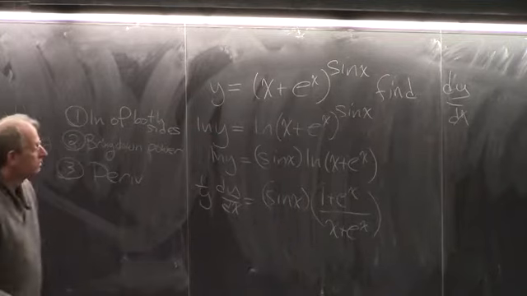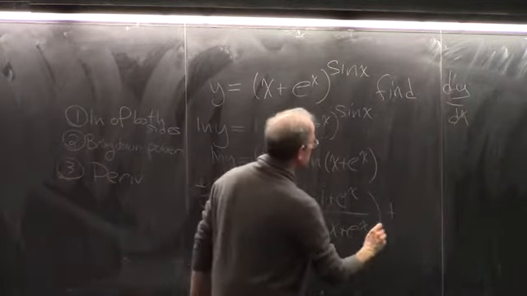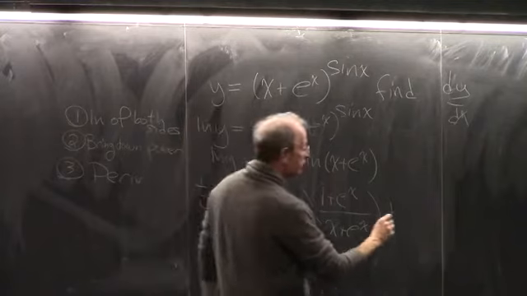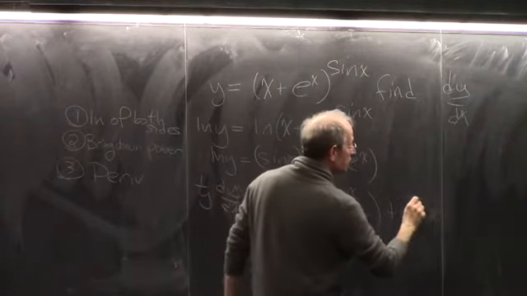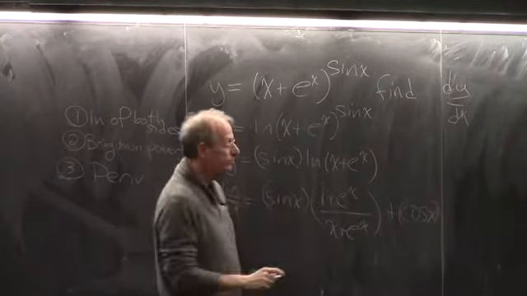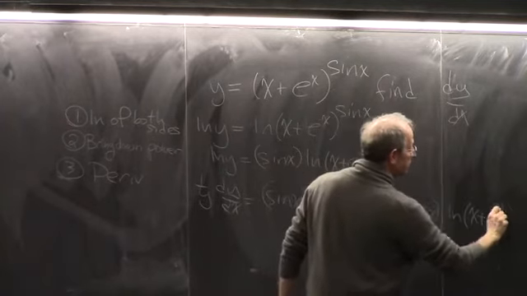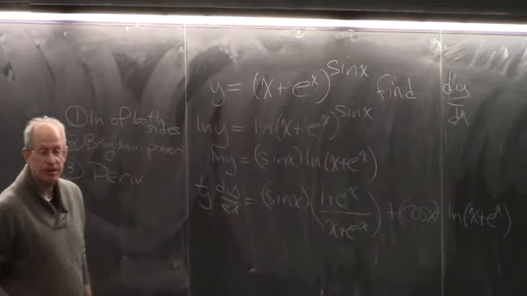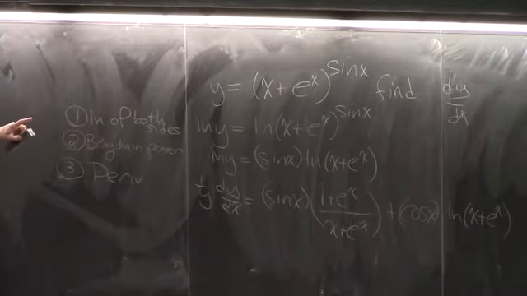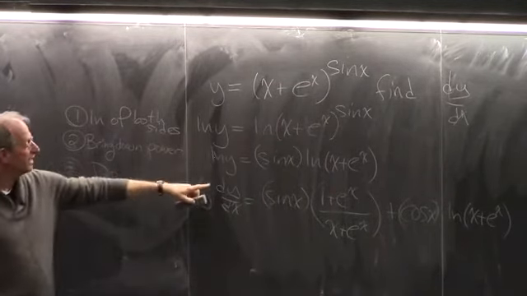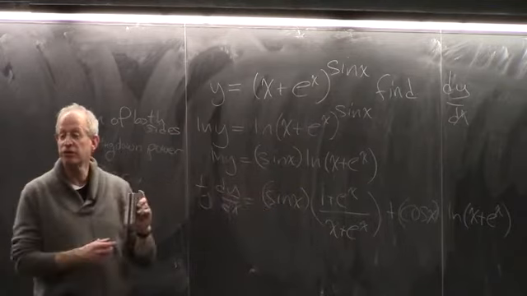Plus, the other way around: take the derivative of sine, which is cosine, and leave the other term alone, log of x plus e to the x. Okay, so that's the crucial step. You take the log of both sides, bring the power in front, and then take the derivative. You've got to use the product rule on the right side.